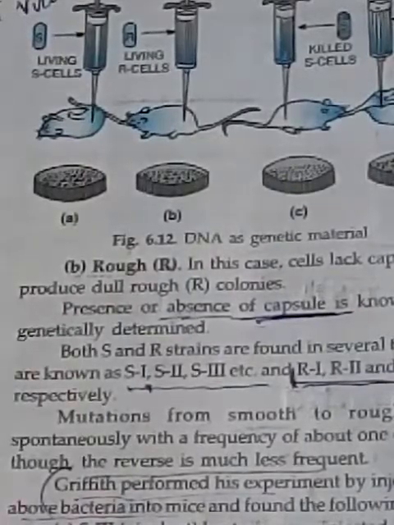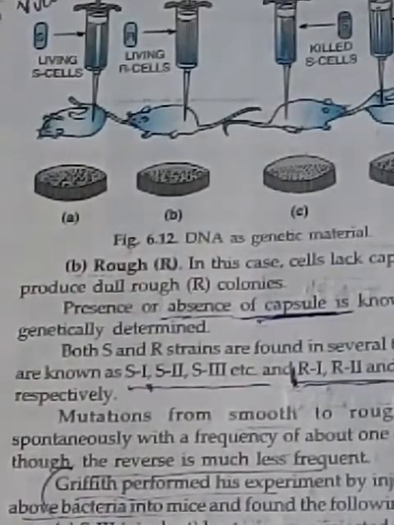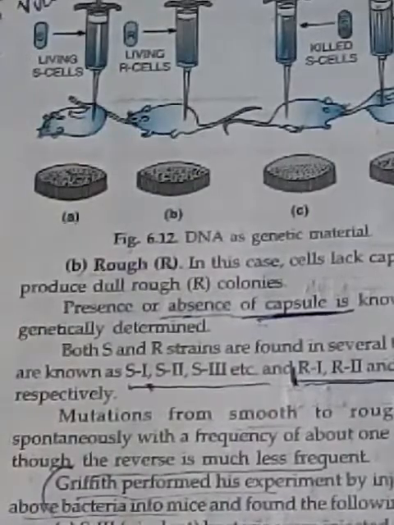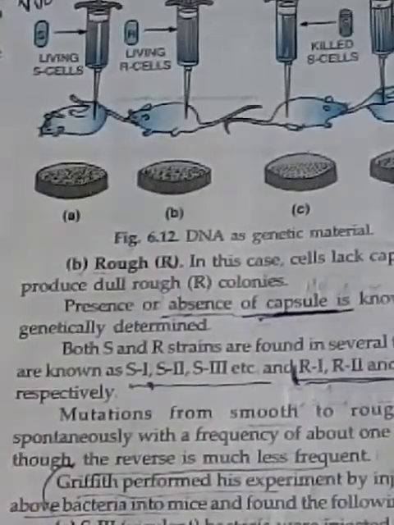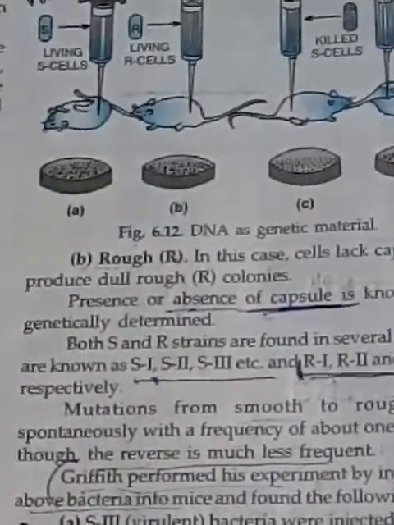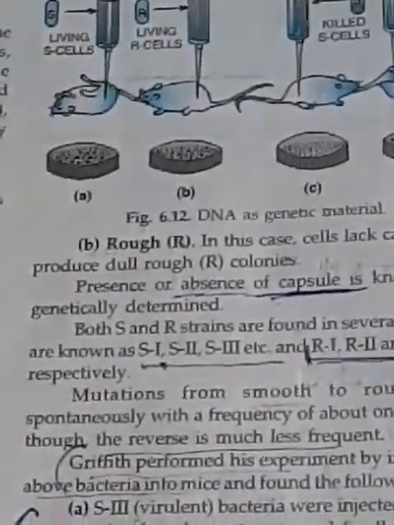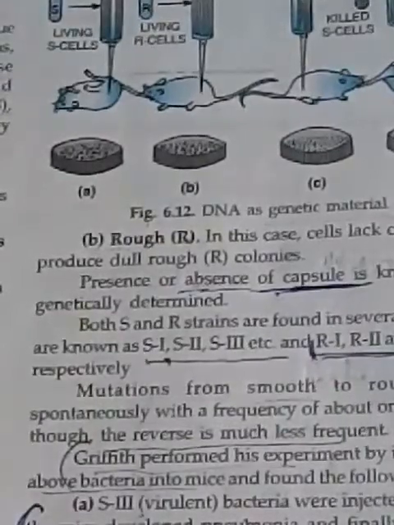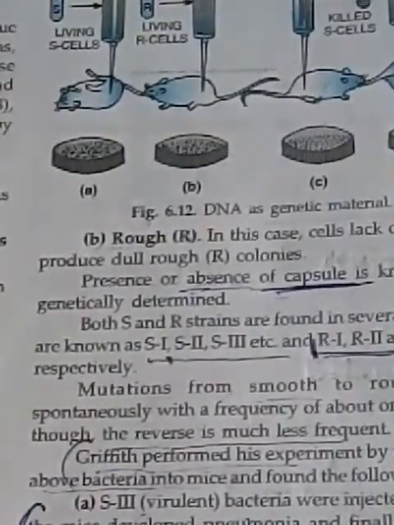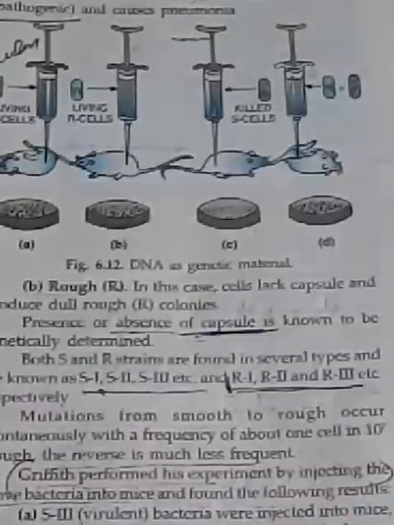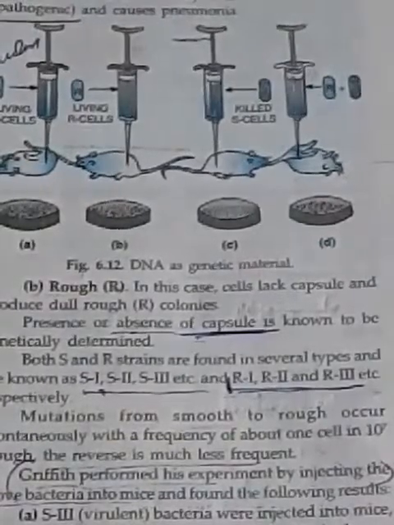Now, there is a bacteria for pneumonia that is called Streptococcus pneumoniae. Streptococcus pneumoniae is of two strains, two types, smooth and rough. Smooth causes pneumonia and rough causes no pneumonia. What did the experiment show? I was telling you about the Griffith experiment.